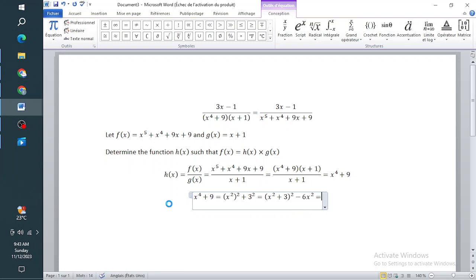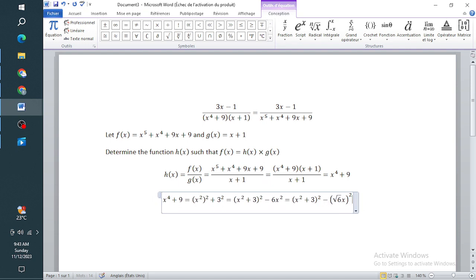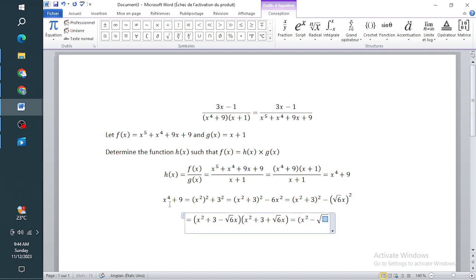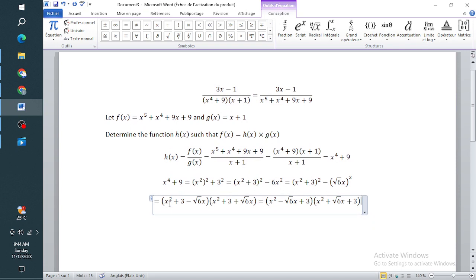Now I'm going to further write this as x squared plus 3 all squared minus the square root of 6x all squared. And then I use the difference of two squares. So I have x squared plus 3 minus the square root of 6x times x squared plus 3 plus the square root of 6x. To rewrite it in the basic form, we have x squared minus the square root of 6x plus 3 times x squared plus the square root of 6x plus 3. So I've basically factorized this in my rough work, but I am not going to guide you through this part.